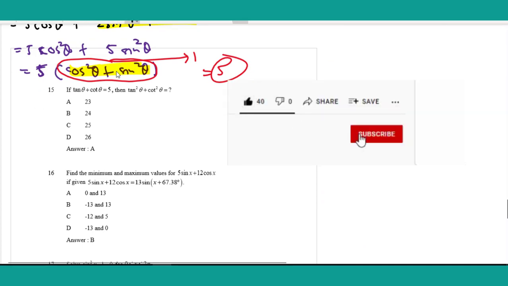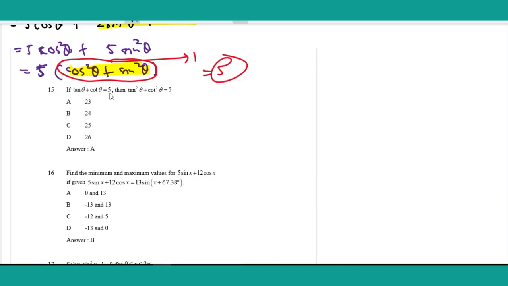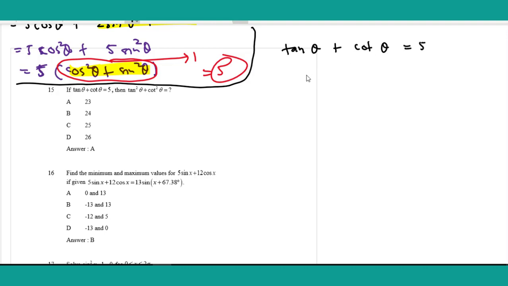Number 15. If tangent theta plus cot theta is equal to 5, then find tangent theta squared plus cot theta squared. So from the given equation, we're going to find tangent theta squared plus cot theta squared. That means you need to square both sides, because we want tangent theta squared and cot theta squared.